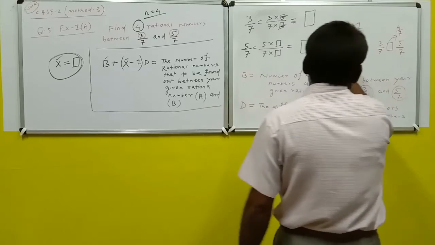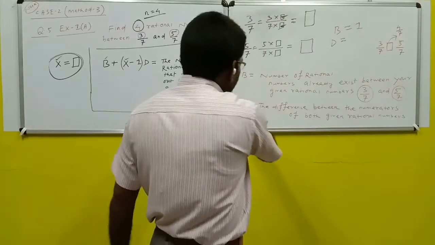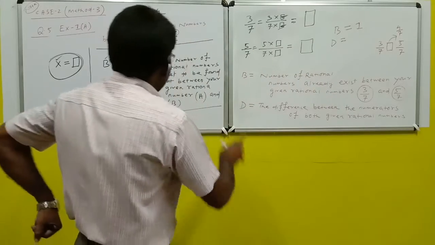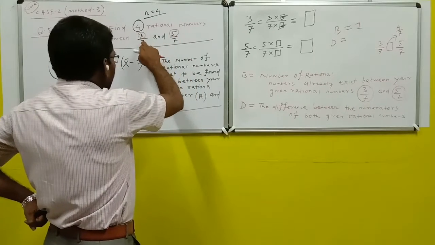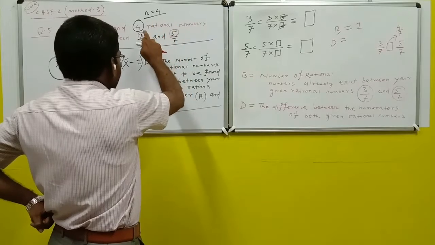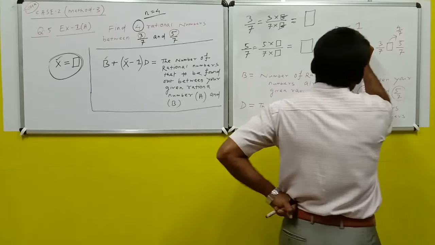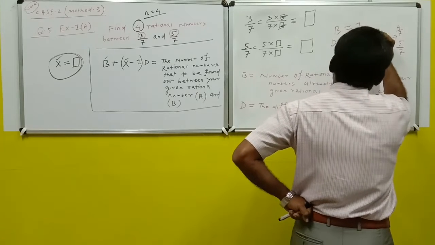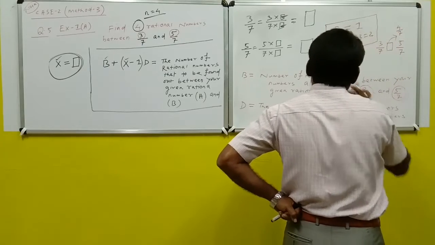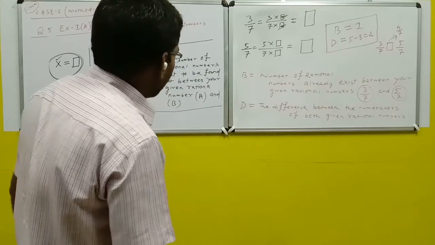And the value of d equals, what does d indicate? The difference between the numerators of both given rational numbers. Yes, the difference between 5 and 3. Yes, 3 is the numerator of 3/7, 5 is the numerator of 5/7. So the difference between these two numerators is 2. 5 minus 3 equals 2. So we have decided the value of b and the value of d. The value of b is 1 and the value of d is 2.